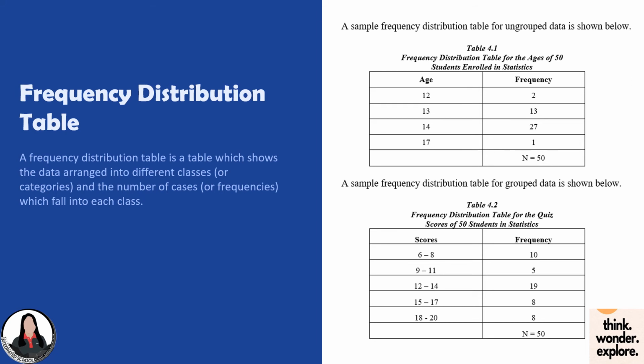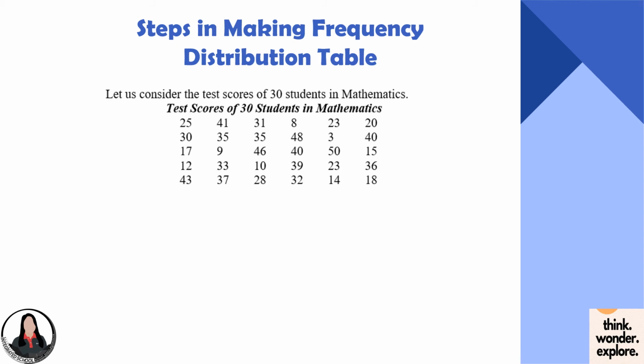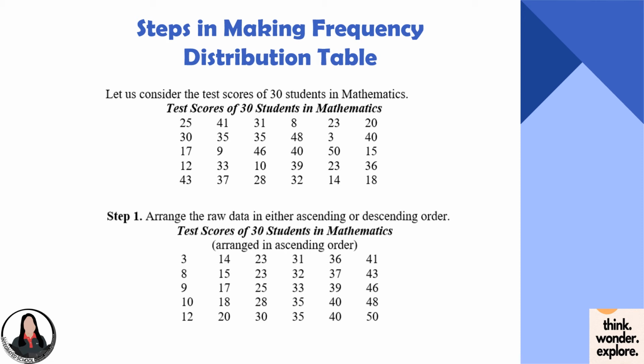So how do we make a frequency distribution table? For us to have one, let us have an example. Let us consider the test scores of 30 students in mathematics. The very first thing to do is to arrange the data in either ascending or descending order. The test scores of 30 students are arranged in ascending order, as shown on your screen. It started from the lowest score and ended with the highest score. Again, to arrange your scores faster, you can use the stem and leaf plot.